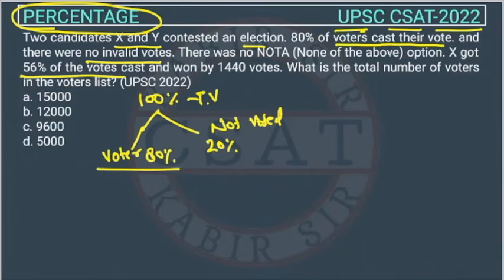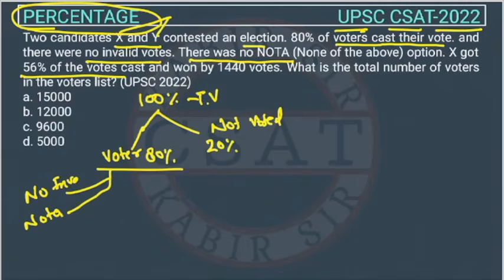out of these 80%, there is no invalid vote, right? One more condition is given that there are no invalid votes and there was no NOTA, and out of these 80% no one has chosen the NOTA option, right? So they have voted either for X or Y, right?